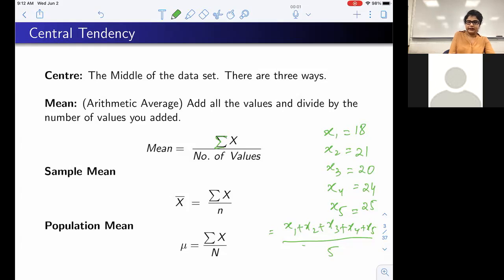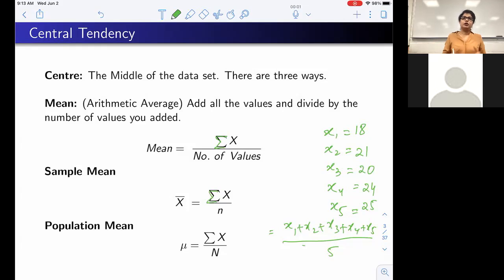So what is the formula for this? This is the sum of X divided by small n. Small n means the number of values, or number of samples, we have in a sample space. So for instance, in this example, for age groups, we have 5 students. So n is 5, small n is 5.